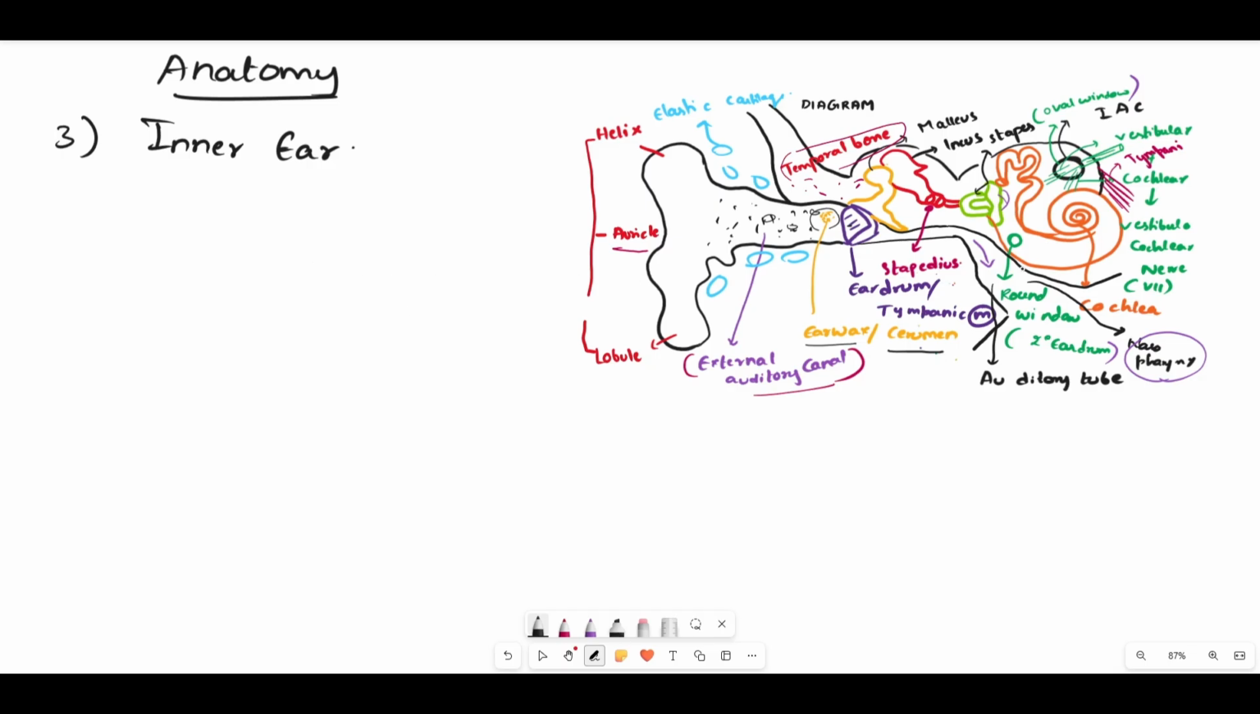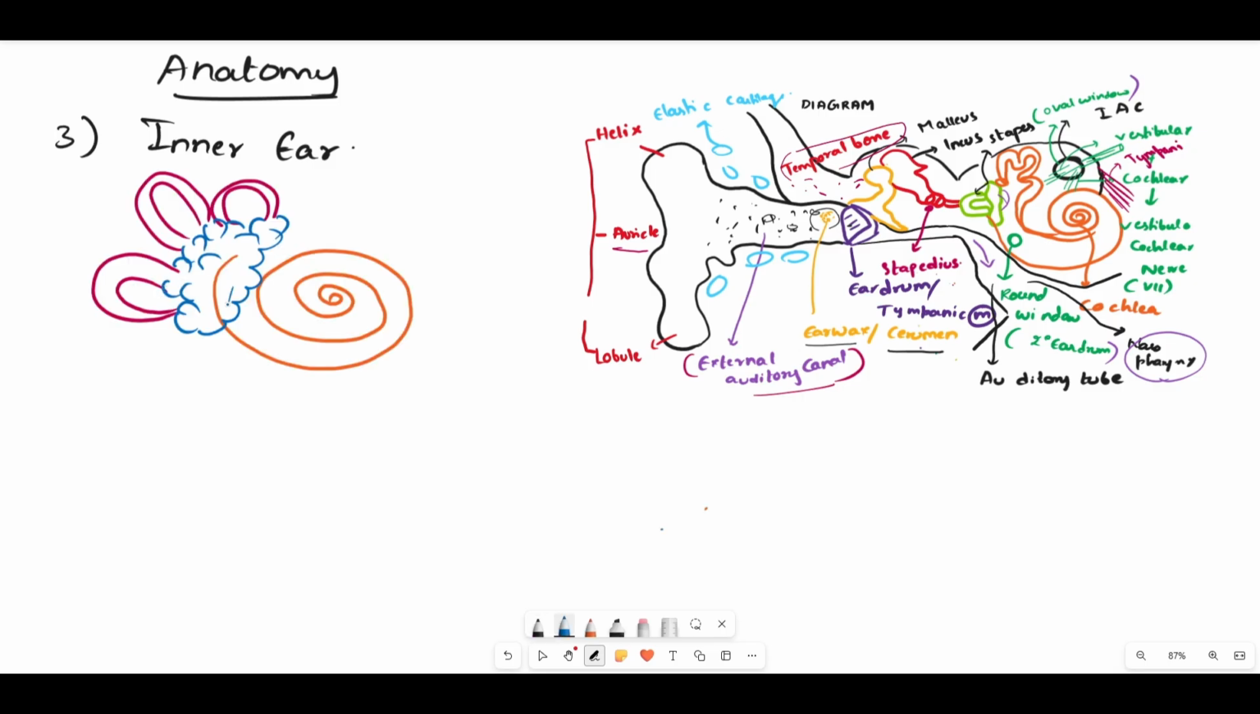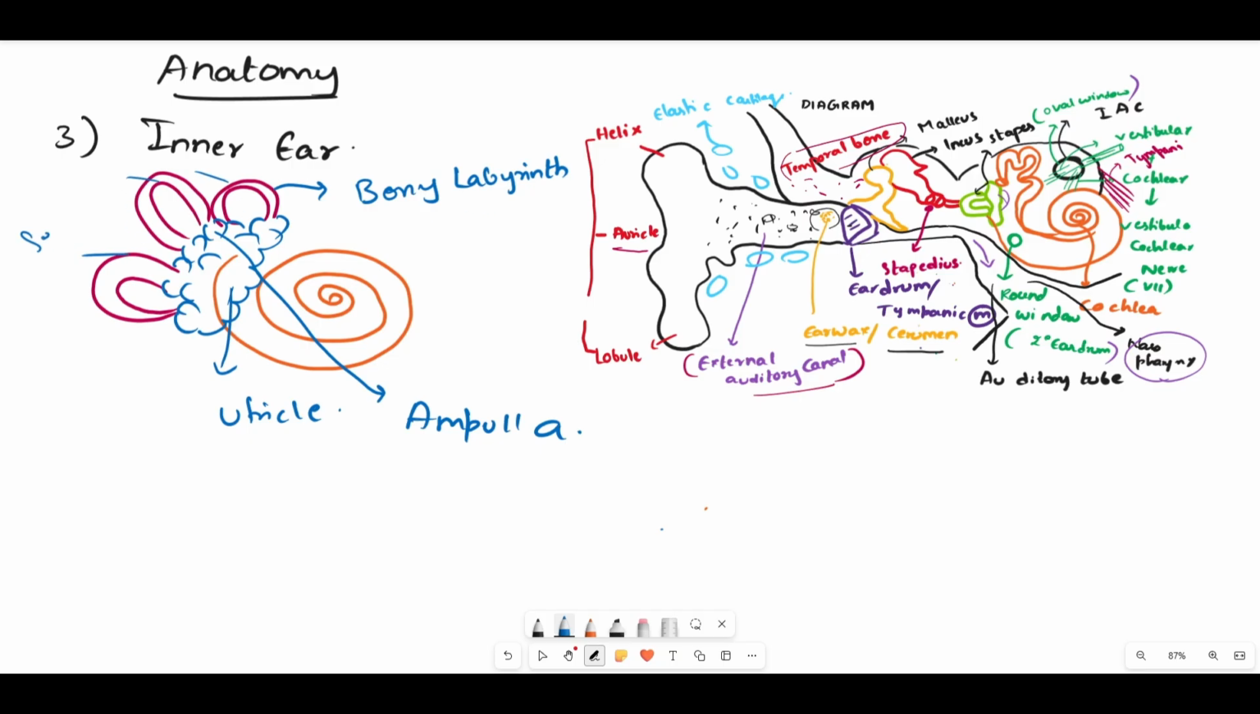To understand it better, let me zoom in on this particular part. This space we will be calling the utricle. These bulged ends, enlarged portions, we will be calling the ampulla, right? And this we will be calling the bony labyrinth. This portion is called the bony labyrinth. And all these three we will be calling the semicircular canals.